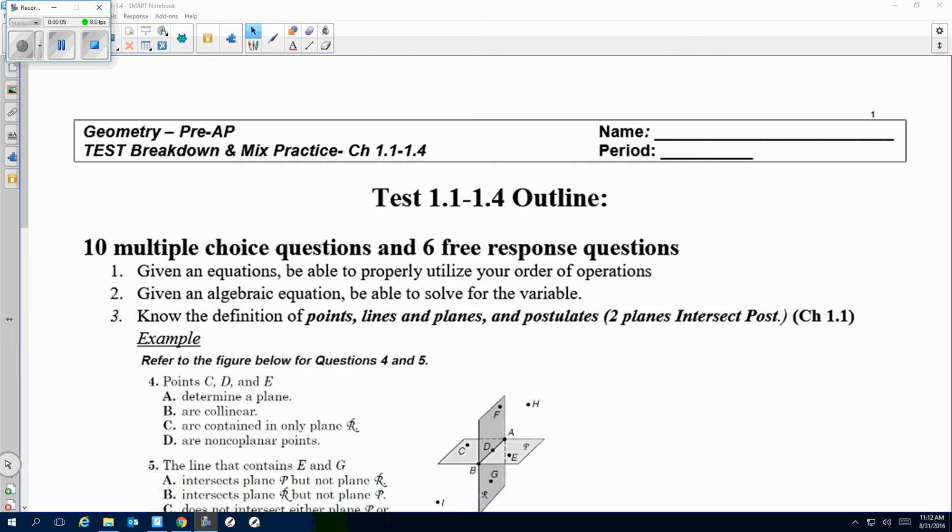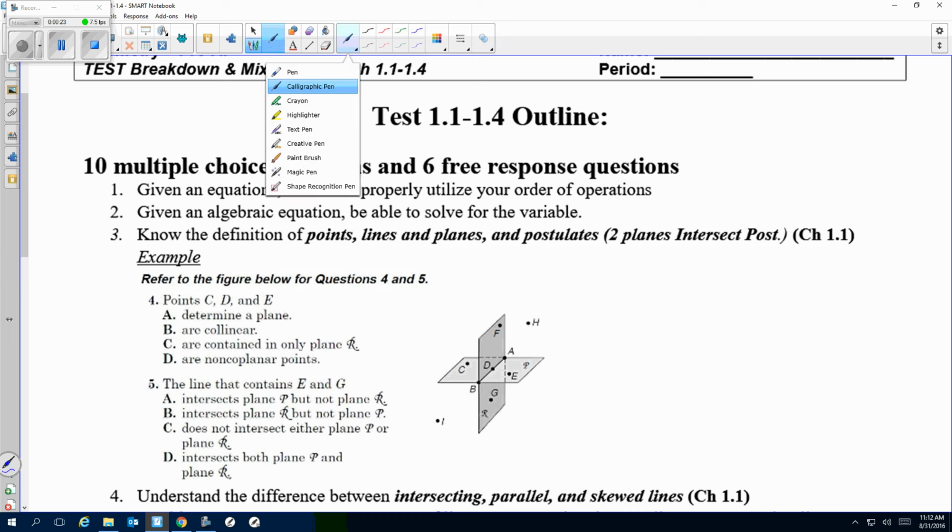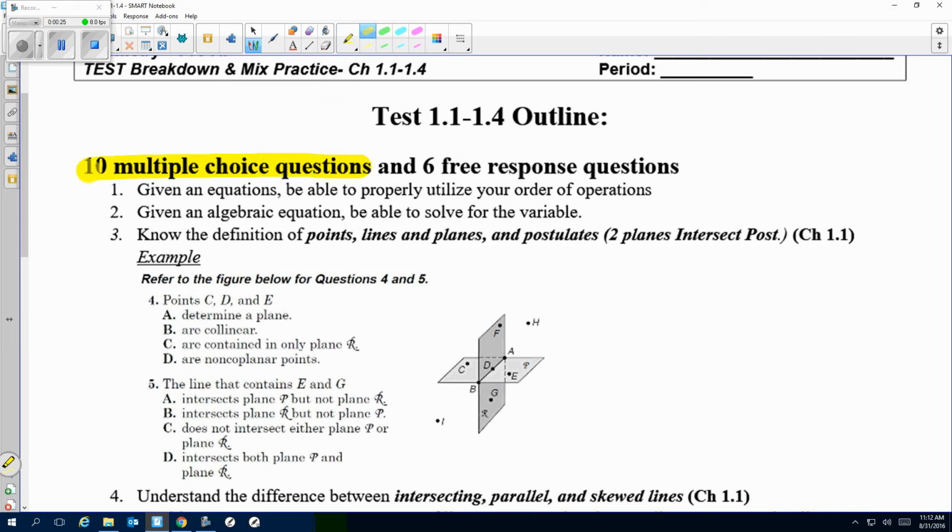What I'm going to do is go through the outline, the breakdown of the test. The mixed practice is for you to complete. There will be a video explanation to the problems and reviewing the breakdown as well, okay? Your test is going to consist of 10 multiple choice questions and 6 free response. That's it, okay?